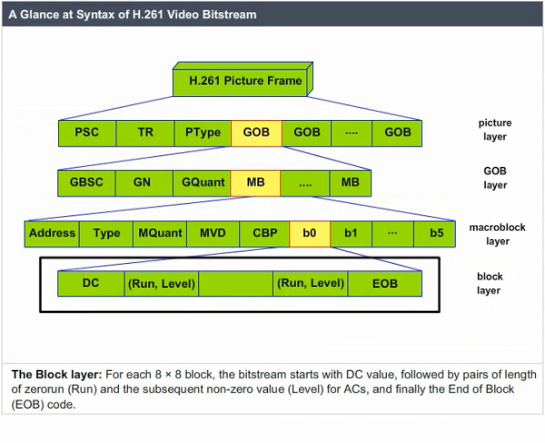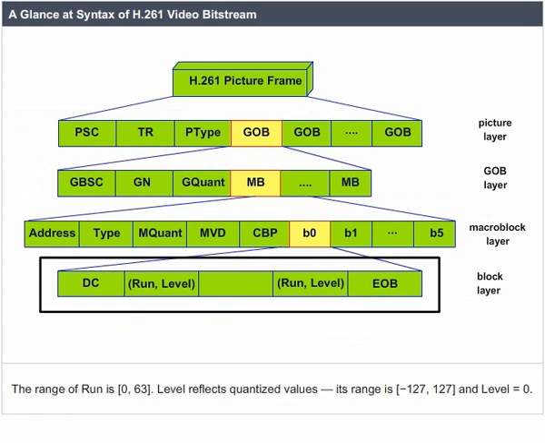For each 8x8 block, the bit stream starts with the DC value, followed by pairs of lengths of 0 run and the subsequent non-zero value, level, for ACs, and finally the end of block, EOB code. The range of run is [0, 63]. Level reflects quantized values. Its range is [-127, 127], and level does not equal 0.